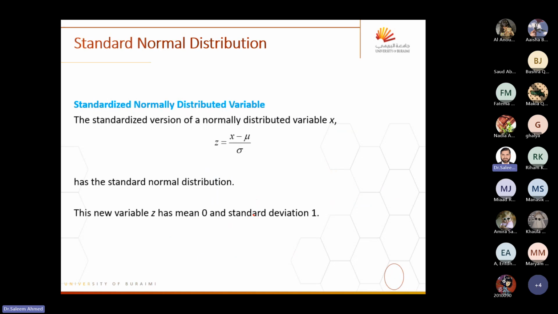So whatever normal distribution is given, let's say X has a normal distribution with mean mu and standard deviation sigma, then we define a new variable z, which is x minus mu by sigma. And this z has a standard normal distribution. Whatever mu and sigma you have, you can easily show that. What will be the mean of z? Mean of z will be the mean of x minus mu over sigma, right?